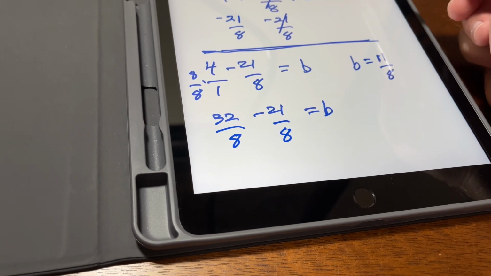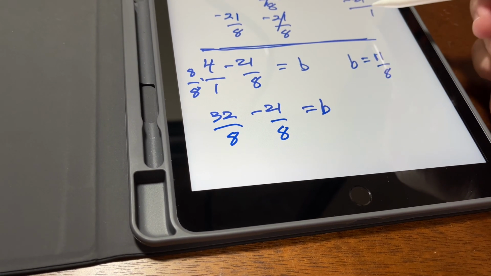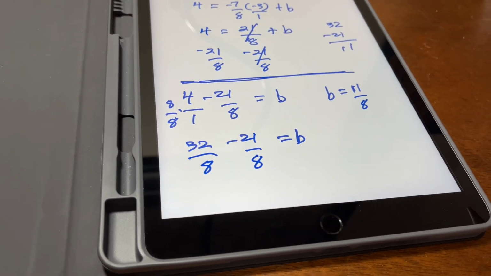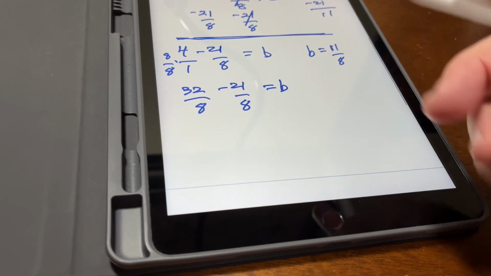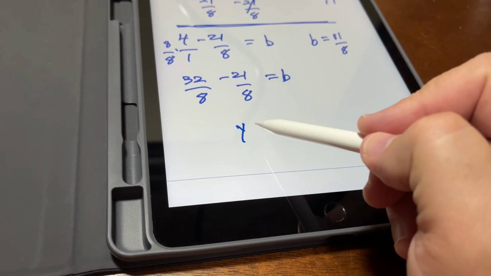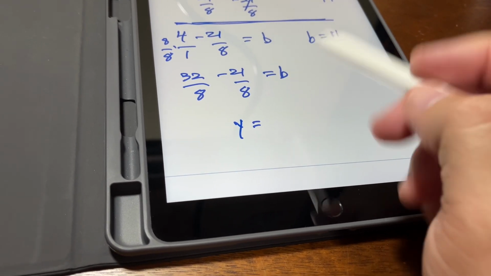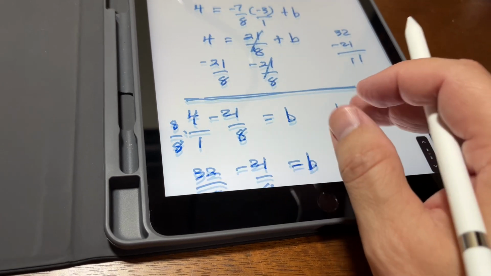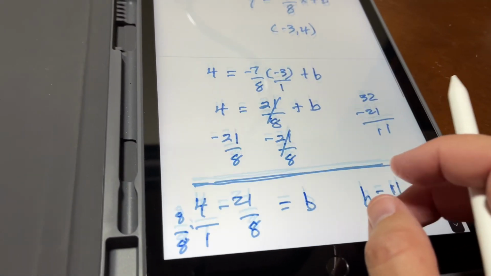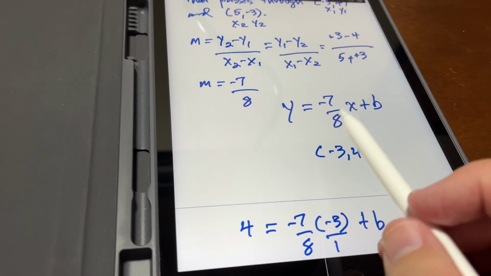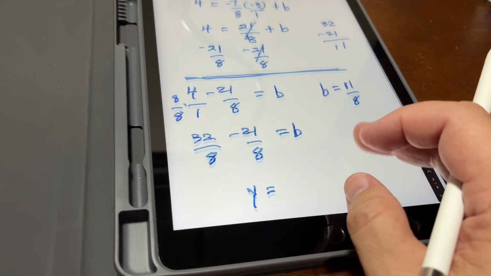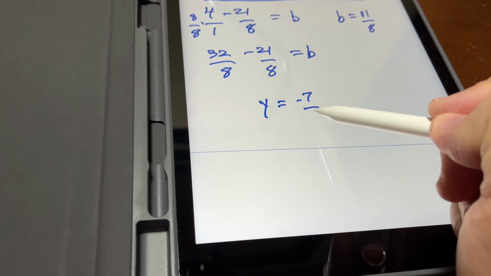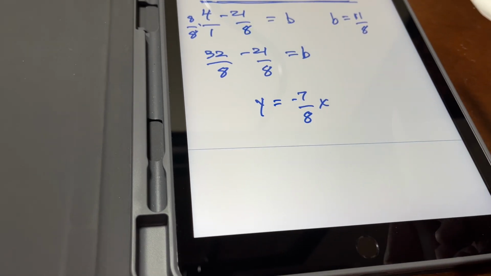So 32 minus 21, yeah, 11. So b equals 11 over 8. So my final answer here is going to be y equals, and I need the slope. What was the slope? Negative 7/8. So I had to go back and look at that. See, the slope was negative 7/8.